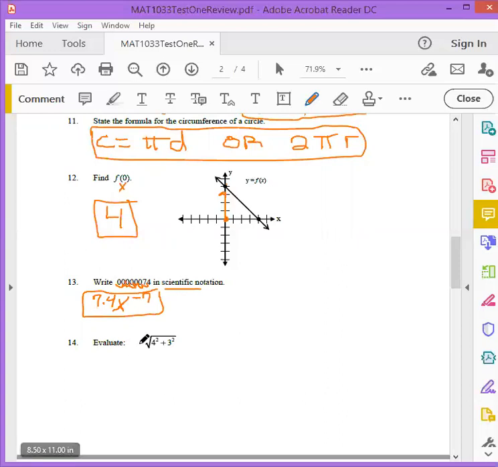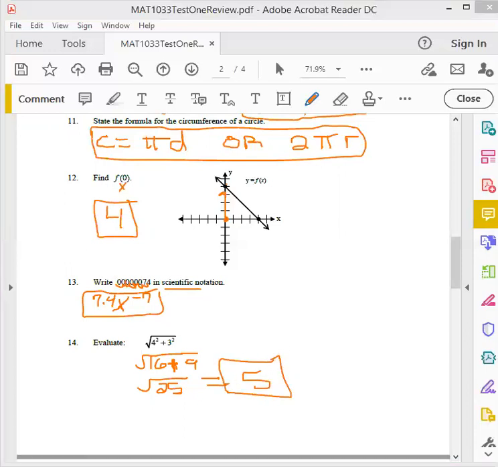Next, we're evaluating the square root of 4 to the 2nd power plus 3 to the 2nd power. Now, what is 4 to the 2nd power? That's just 4 times 4, or 16. 3 to the 2nd power would be 3 times 3, or 9. So underneath our square root, we have 16 plus 9. When we add those two numbers, we'll get 25. And we know the square root of 25 is 5. That's our answer for that one.